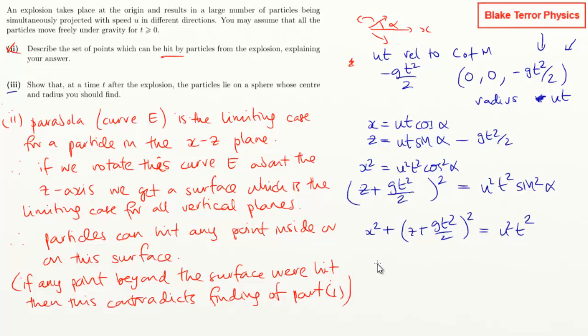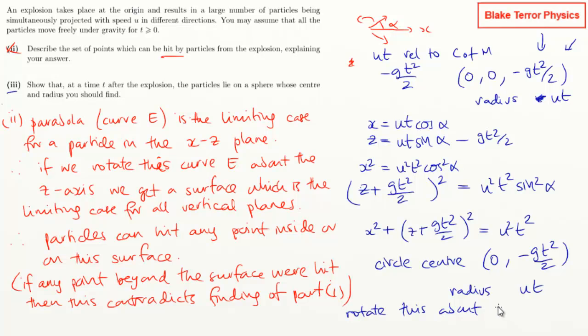So that is a circle, center 0, minus gt squared over 2, radius ut, and then rotate this about the z-axis. So we've got it moved. So we've got a three-dimensional, we've got a volume rather than just a circle.